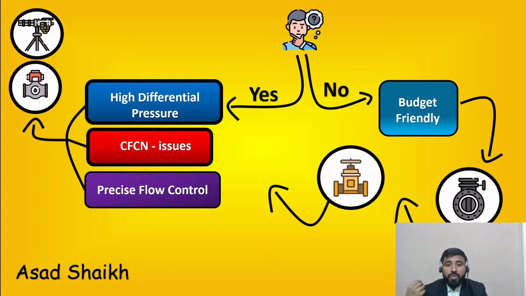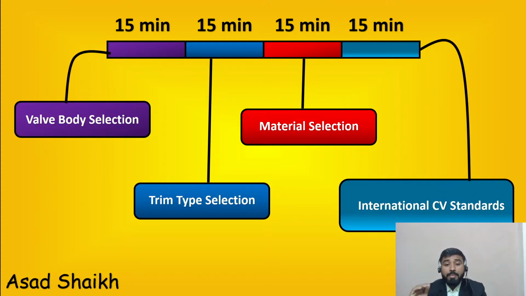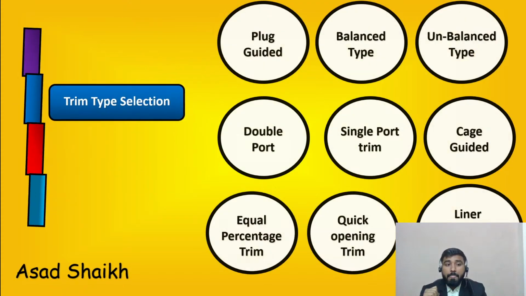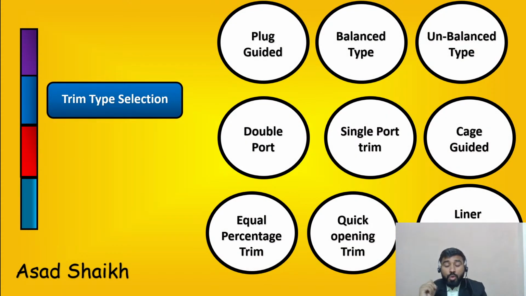Okay, now let's move on to the second part of it, which is trim type selection. Now, this is definitely very confusing, especially when it comes to globe valves. And I've got a lot of queries on trim type selection, especially for globe valve applications. When you get to trim for a globe valve, you have plug guided trim, balanced type, unbalanced type, cage guided, single port, double port. Then you have characteristics like linear, quick opening, equal percentage. With all of these different types, it becomes very confusing how to mix and match them based on a particular application.